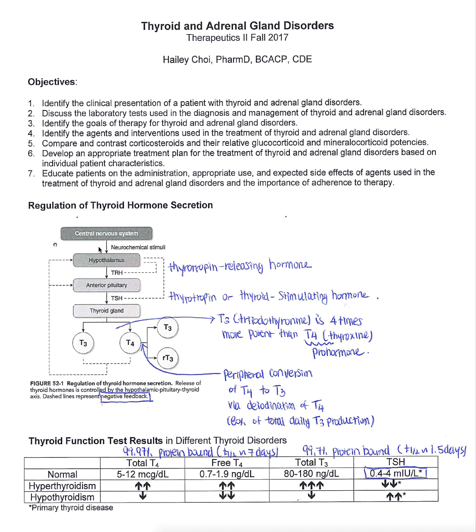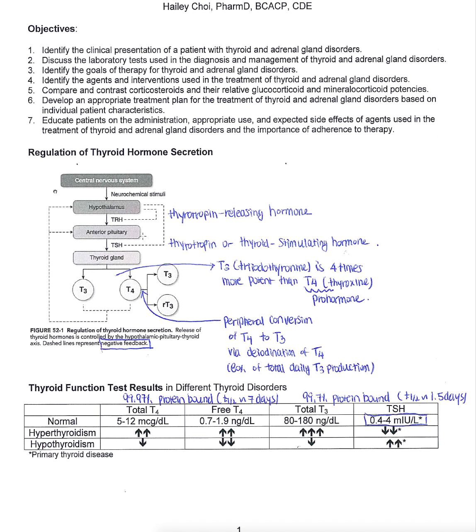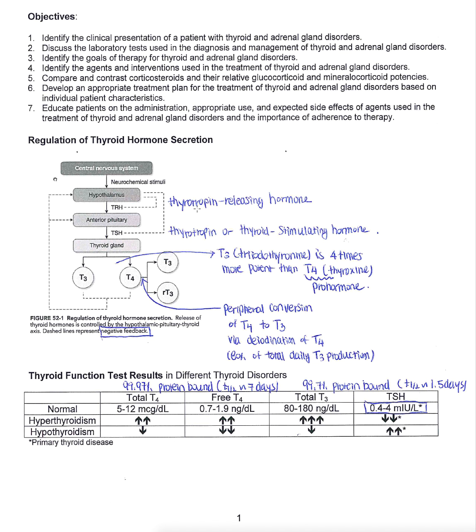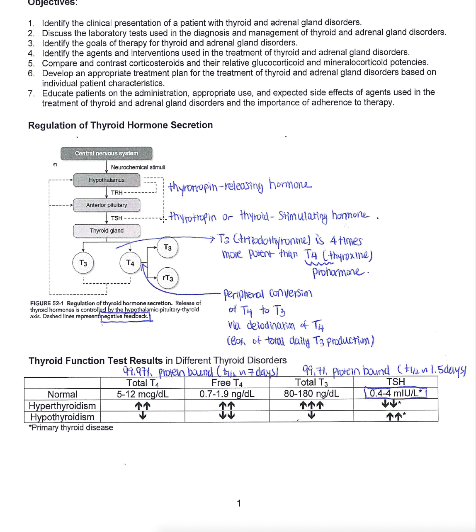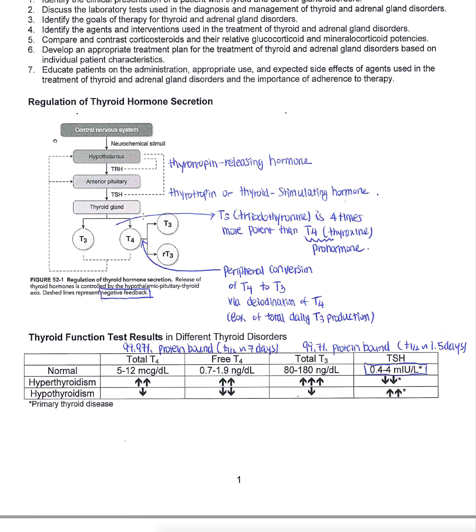So the first diagram we have is for regulation of thyroid hormone secretion. I'm not gonna go too much into the pharmacology of it, but know that this is regulated by the hypothalamus and anterior pituitary. The hypothalamus will secrete thyrotropin releasing hormone that stimulates the anterior pituitary to make TSH, thyroid stimulating hormone, also known as thyrotropin, that finally signals the thyroid gland to make thyroid hormones.